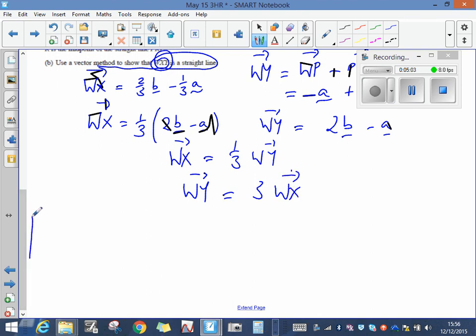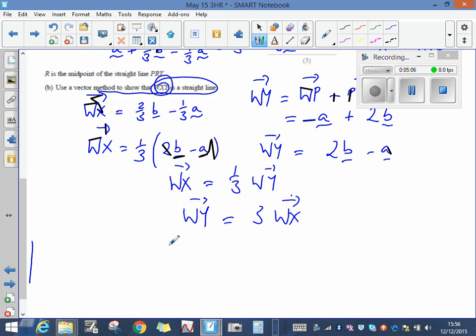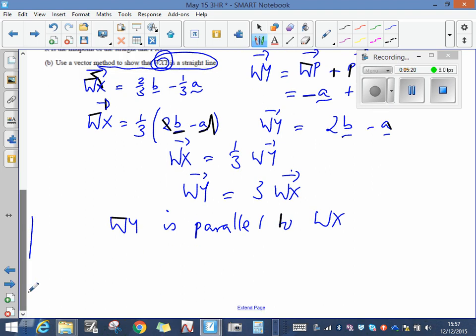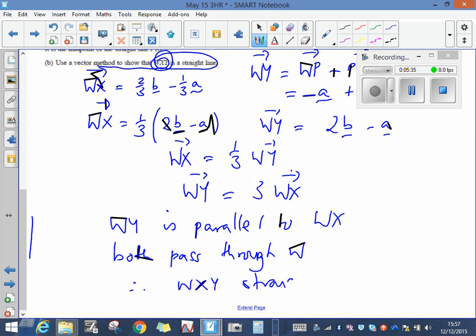Now if we look at that on the diagram, well, we don't even need to look at it on the diagram. It tells me that WY is parallel to WX. Okay, so WY is parallel to WX, and also we are talking about two vectors which are parallel but both pass through point W, therefore WXY must be a straight line. Okay, so we've proved that we've got two lines which not only are parallel but they pass through the same point, which is W, so WXY must be a straight line.